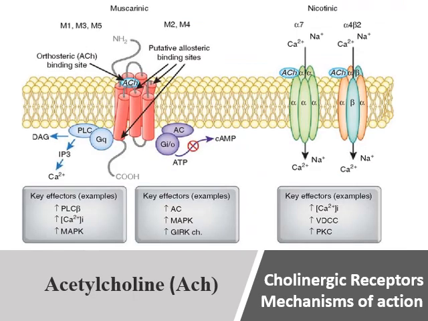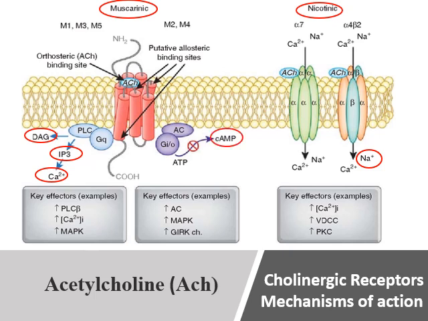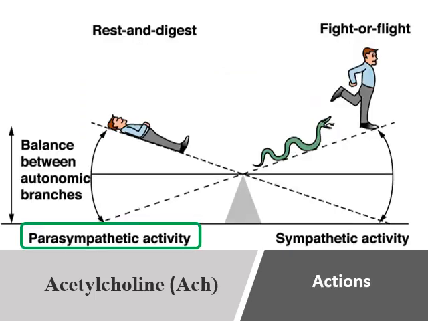Now, the mechanism of action of the cholinergic receptors. Once acetylcholine binds with its cholinergic receptor, at the level of the nicotinic receptor, there will be increase in the intracellular sodium and calcium, while at the level of the muscarinic receptor, the mechanism varies according to the type of muscarinic receptor. It may be increase in the inositol triphosphate or diacylglycerol or the intracellular calcium, or there may be inhibition of the adenyl cyclase, thus decreasing the cyclic AMP. Once acetylcholine binds with its cholinergic receptors, the action of the acetylcholine will be manifested as the parasympathetic activity present in different parts of the body, which is dominant during rest and digestion.